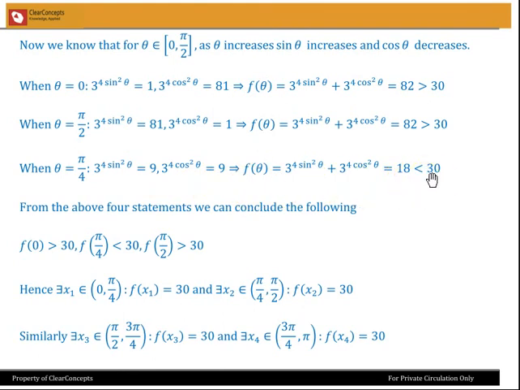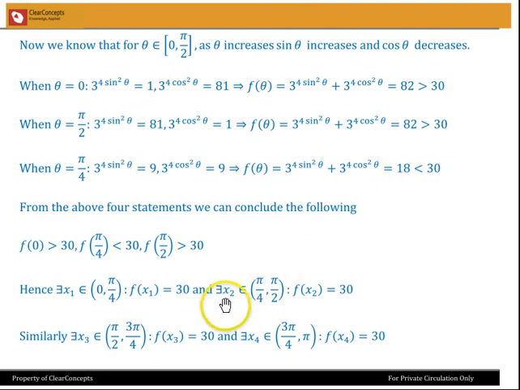is less than 30. So from these statements we can conclude that f of 0 is greater than 30, f of pi by 4 is less than 30, f of pi by 2 is greater than 30. Also, because sine theta keeps increasing in the interval and cos theta keeps decreasing in the interval, we can conclude that there must be one and only one value x1 in the interval 0 to pi by 4, such that f of x1 is 30. Yeah, because it crosses from 82 to 18, so it must cross 30 at some point.